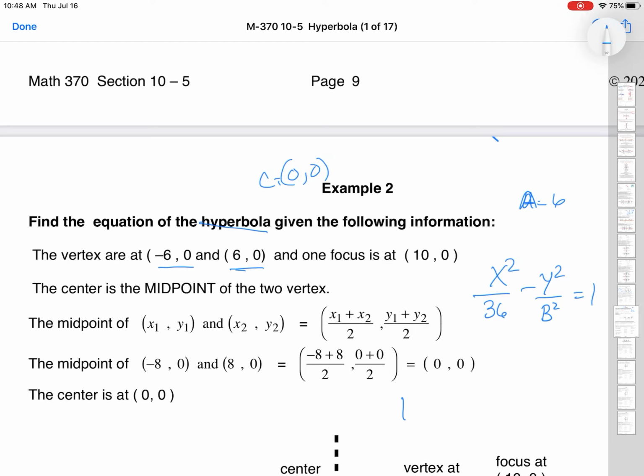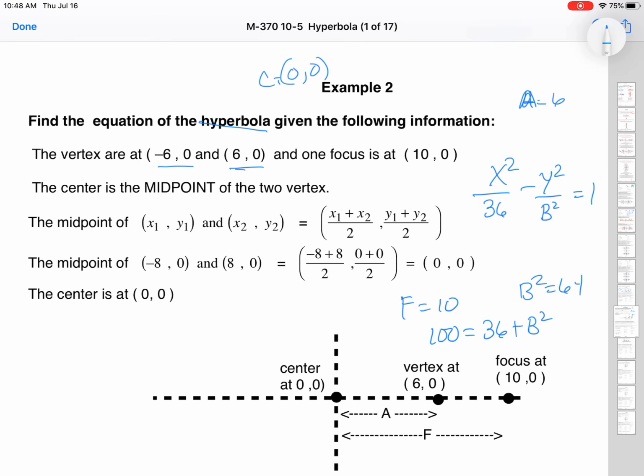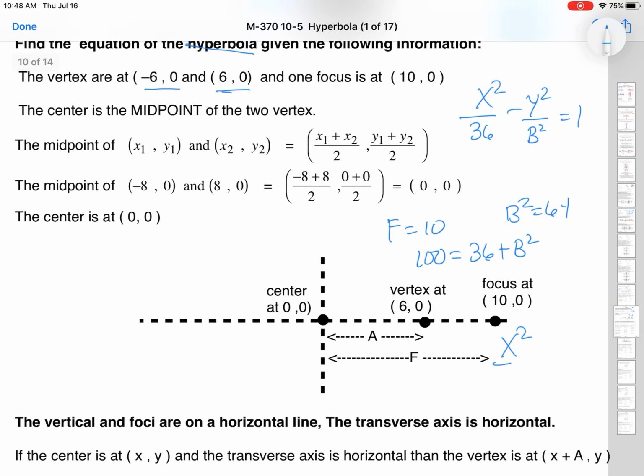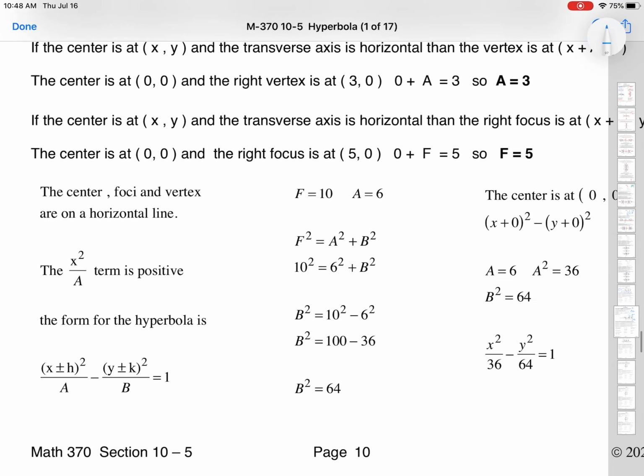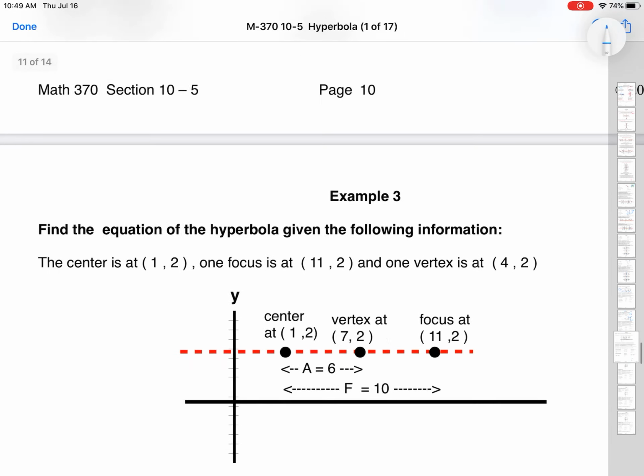Do we know what f is? Yeah, f is 10. So now we know 100 is equal to 36 plus b squared. So b squared is equal to 64. And so we come in and say, oh, I can finish this. It is x squared over 36 minus y squared over 64 is equal to 1. And we can watch that all work out here. Right? And so there's his justification as well, but I just wanted to give you a verbal description.